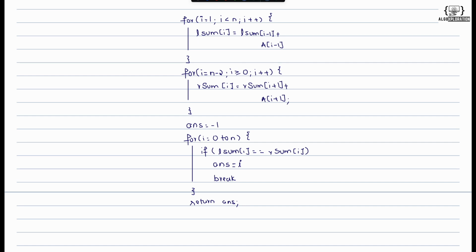So if you didn't find any pivot index, you will not enter this if case, right? You will simply return answer, which is actually -1, right? So in this way we can solve this problem.